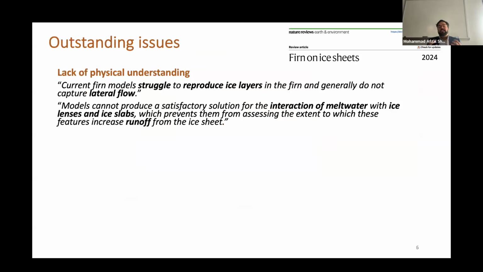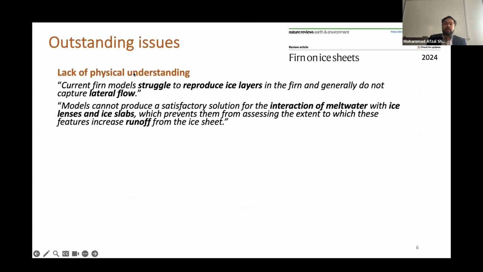This brings me to the outstanding issues that the community has identified recently. There's this recent community review paper published in 2024, and here I'm cherry-picking some of the quotes of this paper to motivate this talk.